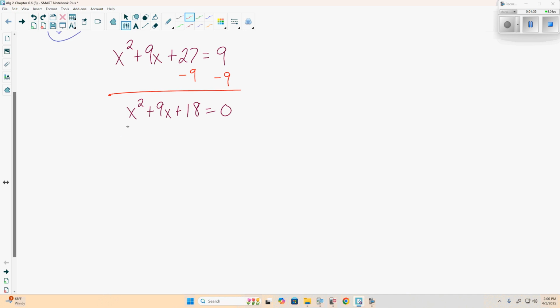Now, at this point, we can factor: 2 sets of parentheses with 3 spaces. Since the third term is positive, our signs are the same and match the sign of the middle term. So plus and plus. Only factors of x squared are x and x. Factors of 18 are 1 and 18, 2 and 9, 3 and 6. And the set of factors that we're going to want are 3 and 6.